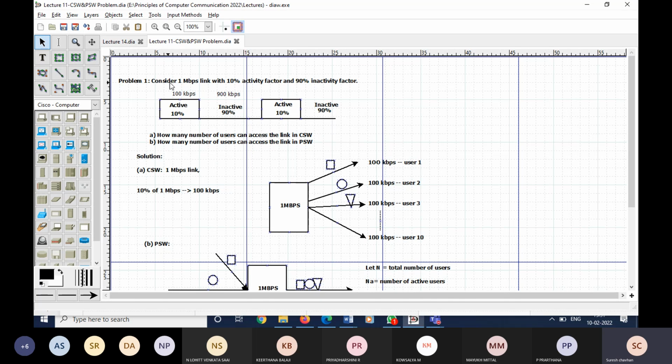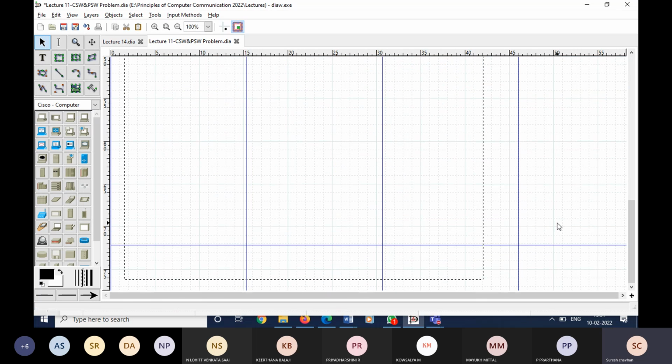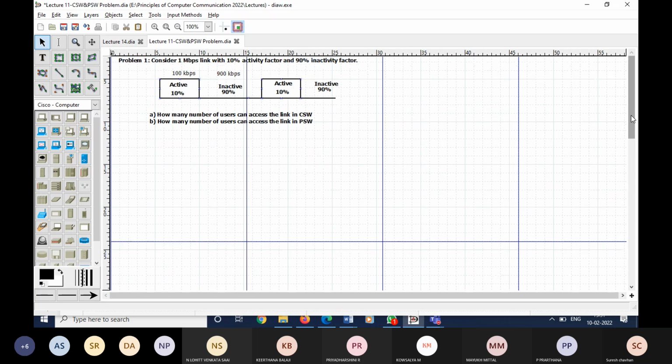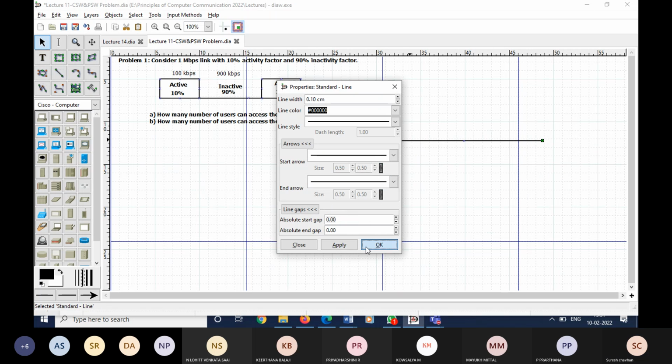So this problem, right? I said 10% activity factor and 90% activity factor, so I gave a wrong answer here. So I want to delete the complete one. What I wanted to tell is, there is a 1 Mbps link. I'm having the 1 Mbps link like this. This is the complete 1 Mbps link.